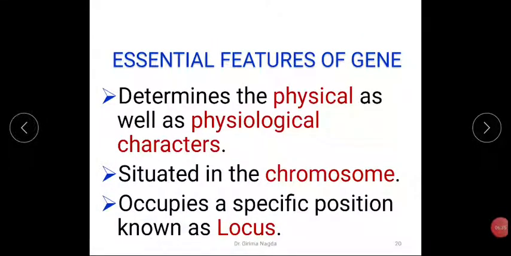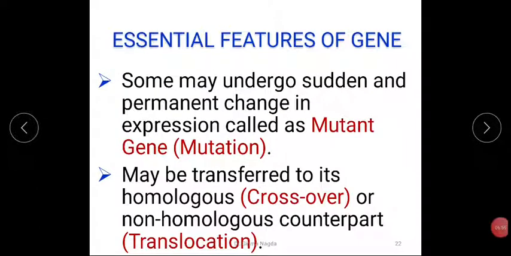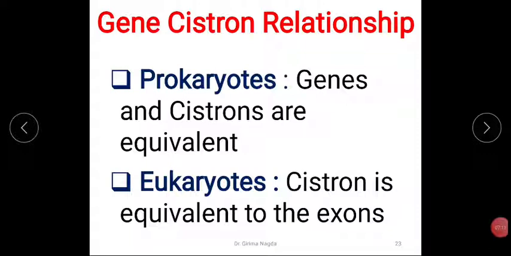Next are the essential features of the gene. It determines the physical as well as the physiological characters. Situated in the chromosomes, it occupies a specific position which is known as the locus. They are arranged in a linear order. They occur in functional states called alleles. Some of them have more than 2 alleles, known as multiple alleles. Some may undergo sudden and permanent change in expression, called a mutant gene, which occurs due to mutation, and may be transferred to its homologous counterparts by crossovers, or to non-homologous counterparts, that is translocation.